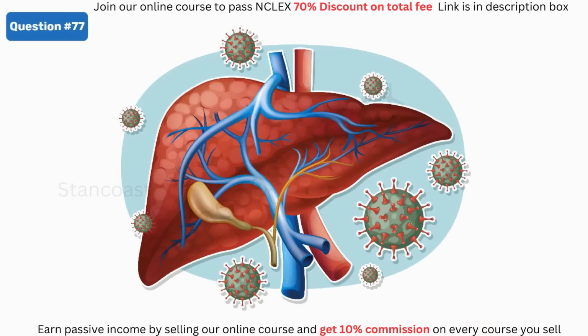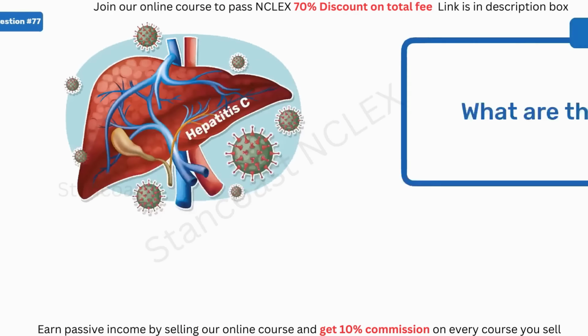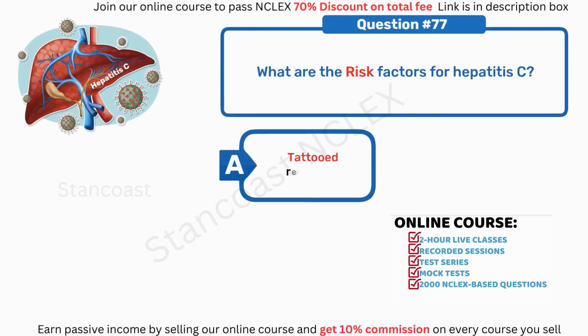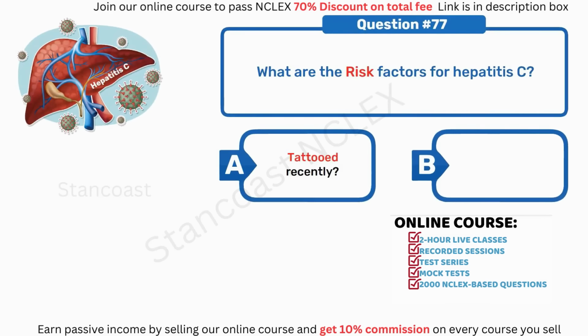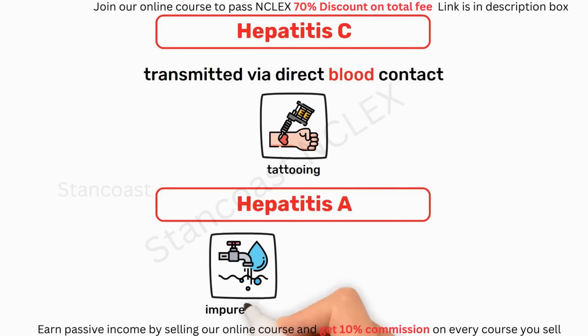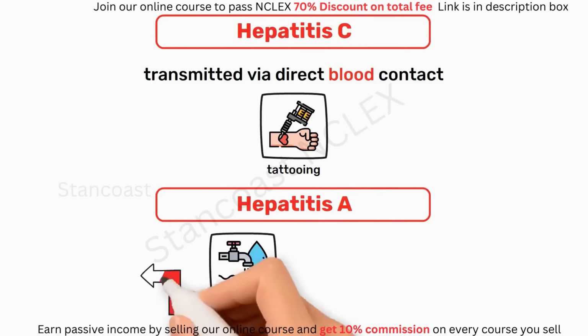What are the risk factors for hepatitis C? A. Tattooed recently? B. Consumed impure water? C. Consumed shellfish? D. Trip to Sri Lanka? Option A is right here, because hepatitis C is transmitted via direct blood contact, like during tattooing. Hepatitis A can be contracted from impure water, being in developing nations, or consuming shellfish from polluted areas.